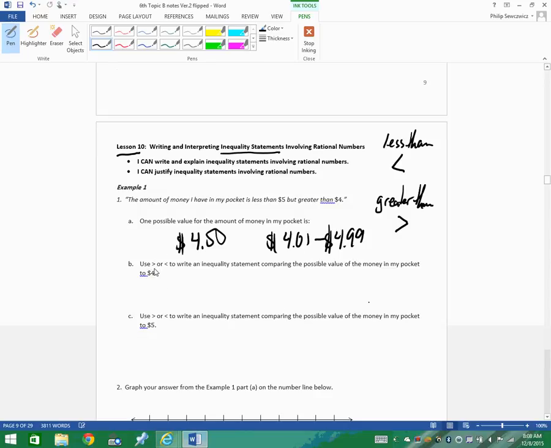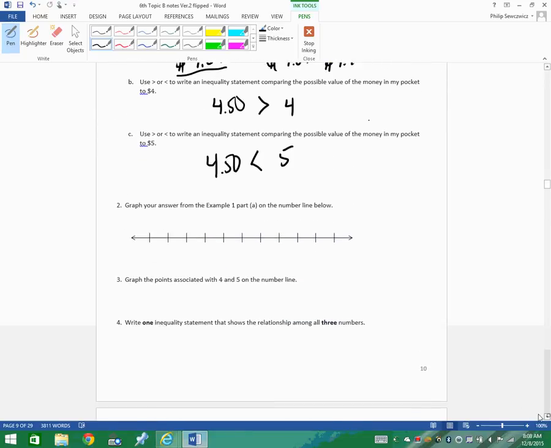So when we use our inequality statements, we're comparing the possible values of money in my pocket to $4. I said $4.50, so we're going to use that. If I'm comparing $4.50 to $4, you would say $4.50 is greater than $4. We remember these guys. Then if we compare it the other way, $4.50 to $5, the inequality we would use is $4.50 is less than $5.